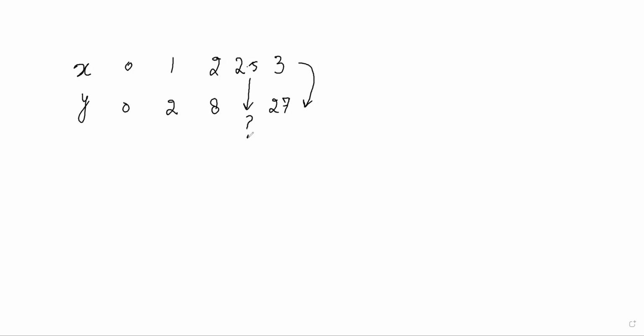Let me quickly write. We had x and y. x was 0, 1, 2, 3, and y was 0, 2, 8, and 27. These were the different values of x, and correspondingly we were given different values of y. Now we had to say what is the value of y at x is equal to 2.5. At x is equal to 2.5, what is the value of y? That was the question.